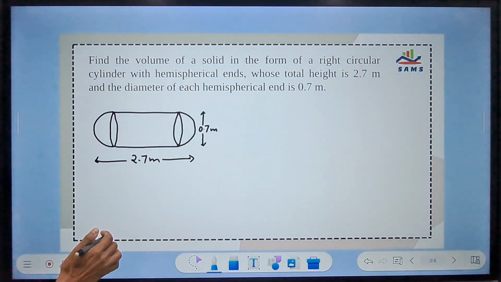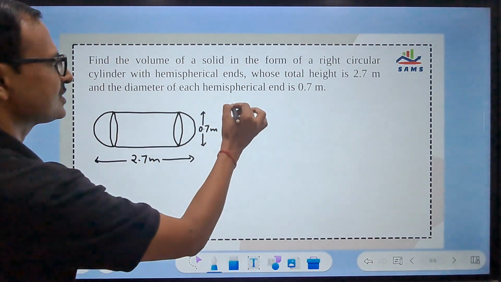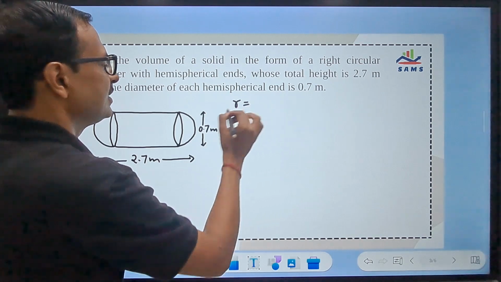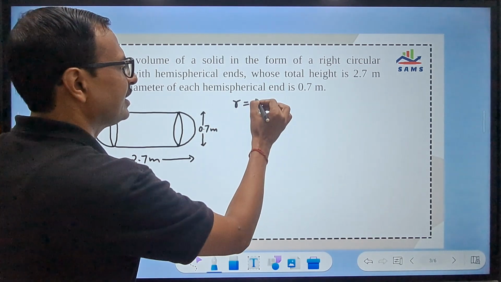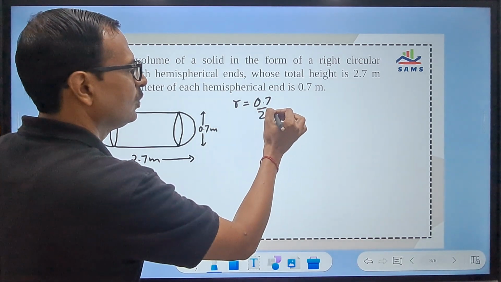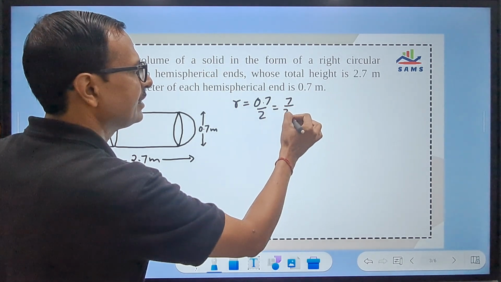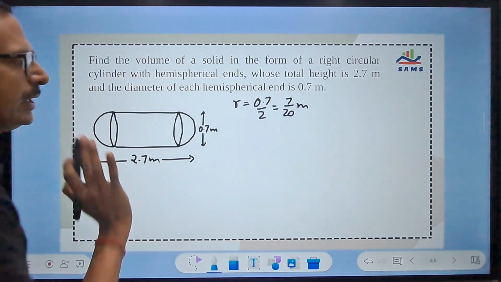So let's first calculate the dimensions. Small r, the radius. Since the diameter is 0.7, it is 0.7 upon 2, or 7 by 20 meters. I will leave it like this only.